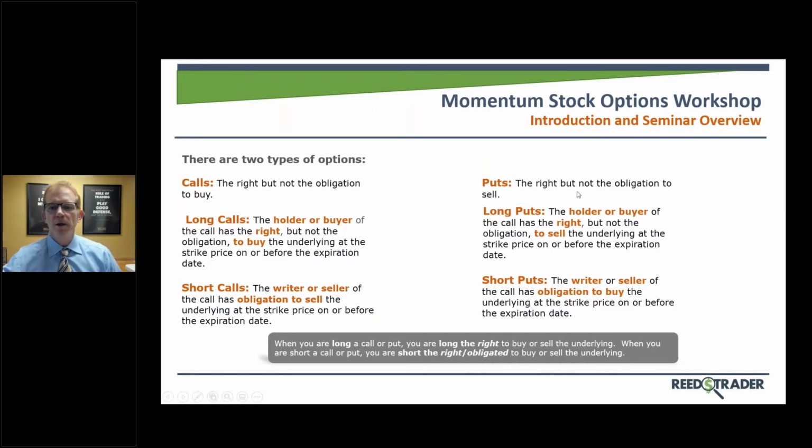The put, the buyer of the put has the right, but not the obligation to sell. They'll pay a premium for that right, and they have the right to sell the underlying at the strike price on or before the expiration date. The seller of the put is short the put. They have the obligation to buy. Why? Because they accepted the premium, they got paid. They have an obligation to buy the underlying at the strike price on or before the expiration date. So when you're long a call or a put, you are long the right to buy or sell the underlying. When you're short the call or short the put, you have the obligation to buy or sell the underlying.